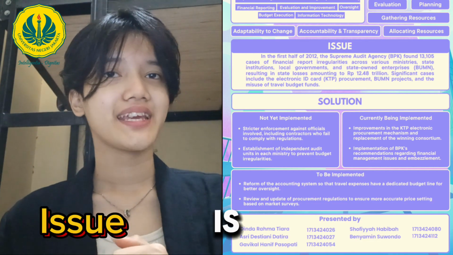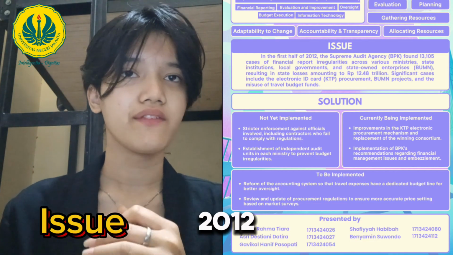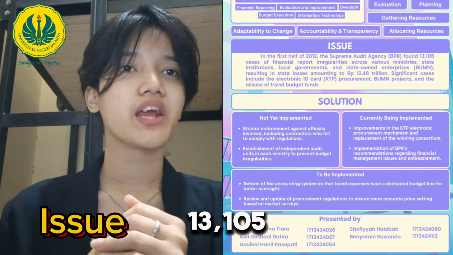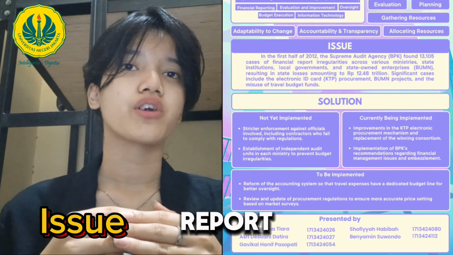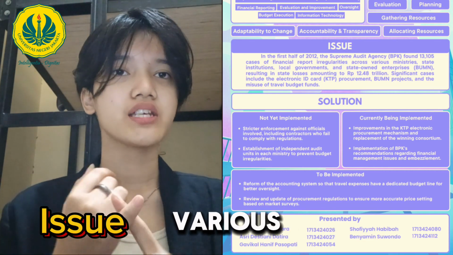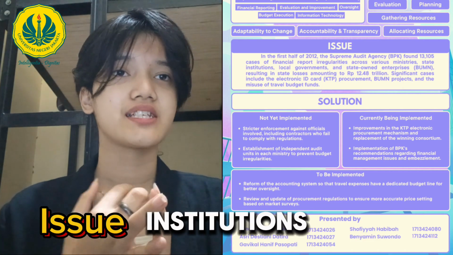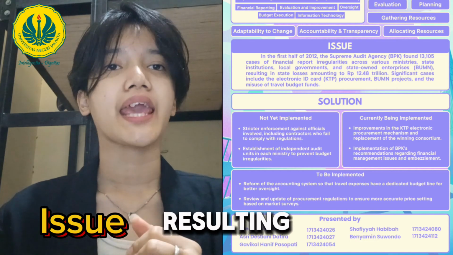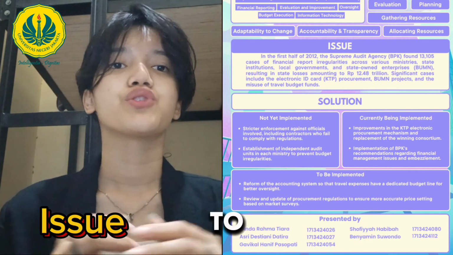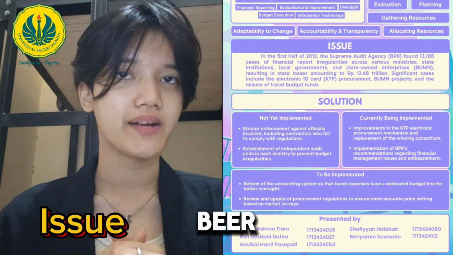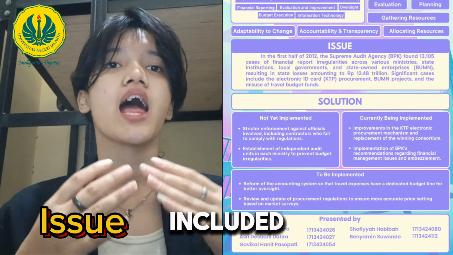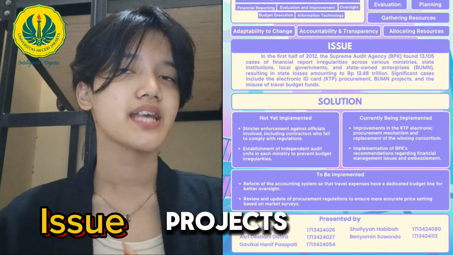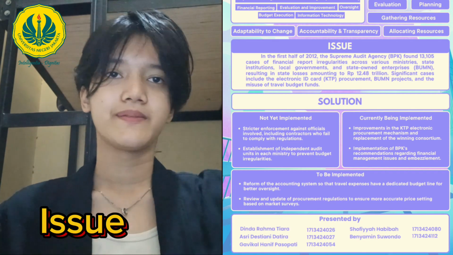The issue that we found is that in the first half of 2012, the Supreme Audit Agency or BPK found 13,105 cases of financial report irregularities across various ministries, state institutions, local governments, and state-owned enterprises or BUMN, resulting in state losses amounting to 12.48 trillion rupiah. Significant cases included the electronic ID card or KTP procurement, BUMN projects, and the misuse of travel budget funds.